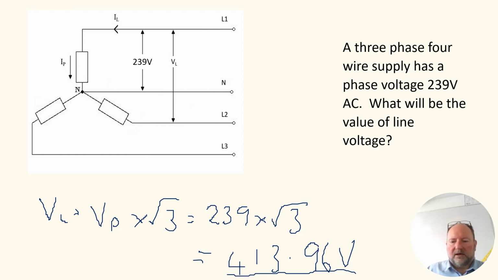Is the answer that I've got in the right ballpark? Well, yeah, it is, because you've got a phase voltage of 239, slightly above the normal 230, so I'd expect the line voltage to be slightly above 400. So 413.96 is about right. Let's go on to the last question.